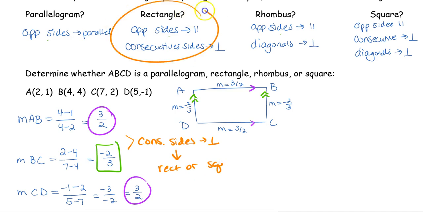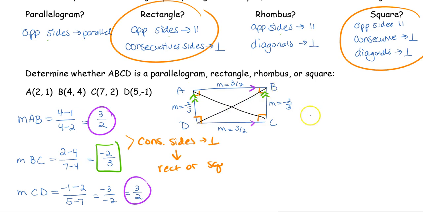So I know my two options are going to be one of these two, because those are the two that have corner right angles. And we know we have corner right angles based on the fact that consecutive sides are perpendicular to each other. Now the only difference between these two shapes is what's going on with the diagonals. So I have diagonal AC and I have diagonal BD. We're going to find the slope of AC.